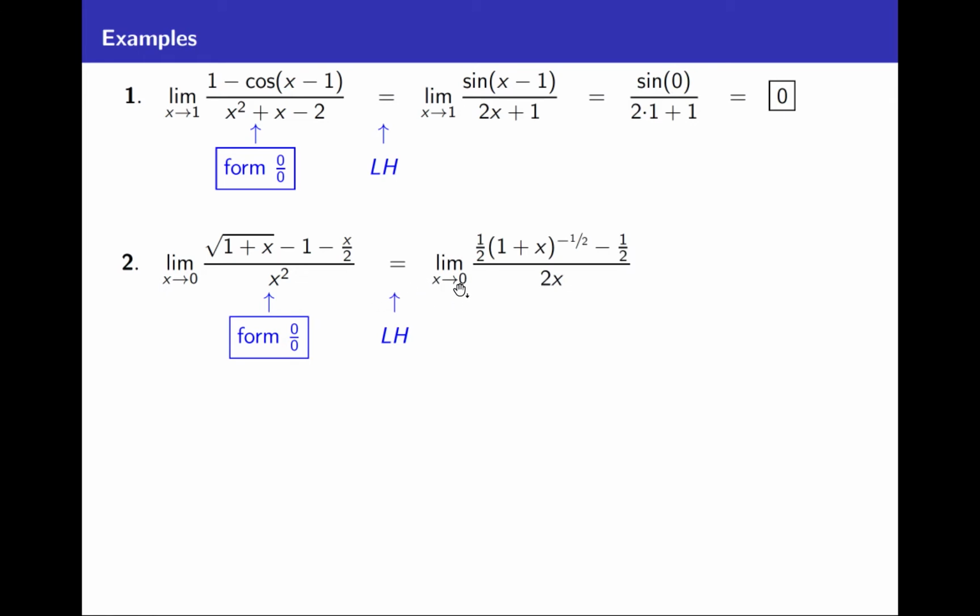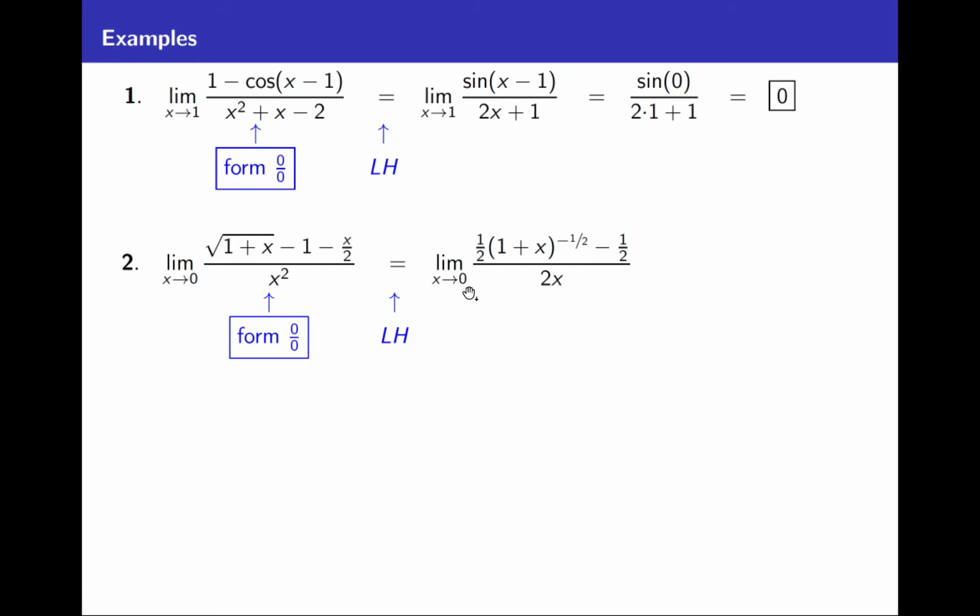We get the limit as x approaches 0 of the derivative of the top divided by the derivative of the bottom. Let's see, the derivative of the bottom, the derivative of x squared, is just 2x, so there we go. For the top, you've got to use the generalized power rule here. This is 1 plus x to the power of 1/2. So when you do that, you get 1/2 times (1 plus x) to the power of minus 1/2 times the derivative of 1 plus x, which is just 1. And then the derivative of that 1 is 0, so that drops out. And then the derivative of x over 2 is 1/2. So now we have this limit by L'Hopital's rule.